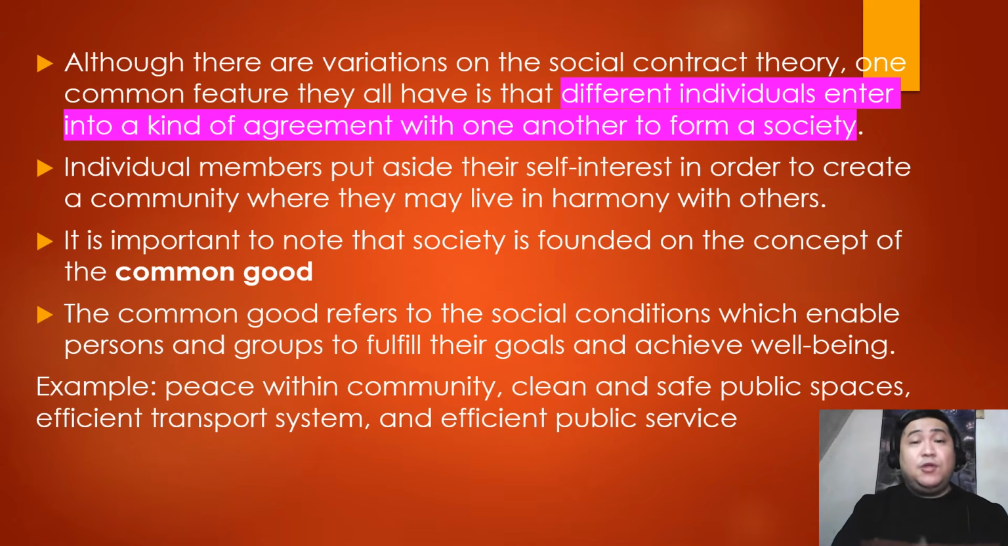So, remember that although there are variations on the social contract theory, one common feature they all have is that different individuals enter into a kind of agreement with one another to form a society. And individual members put aside their self-interest in order to create a community where they may live in harmony with others. It is also important to note that society is founded on the concept of the common good. The common good refers to the social conditions which enable persons and groups to fulfill their goals and achieve well-being.